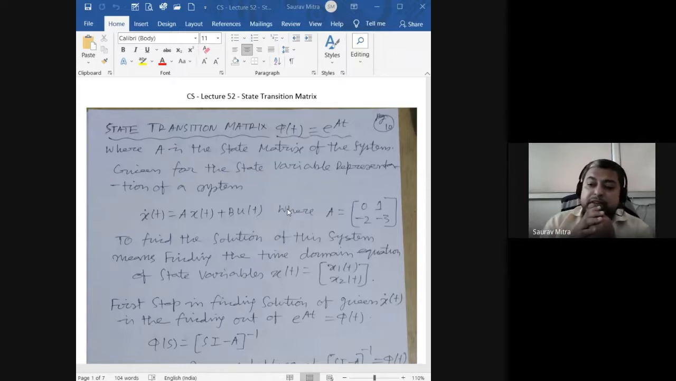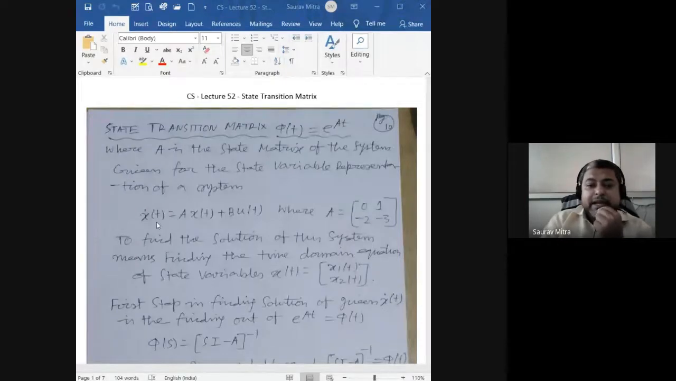So there are some very important things I'm telling. First is what is meant by a homogeneous system. In a homogeneous system, the B u part is not there. It is only x dot t equal to A x t. That means the differential of the state variable is equal to the state matrix times the state variables. That's all. There is no external input, forcing function or source function connected to the system. In that case, it is called a homogeneous system equation, and we have to find the solution for that.